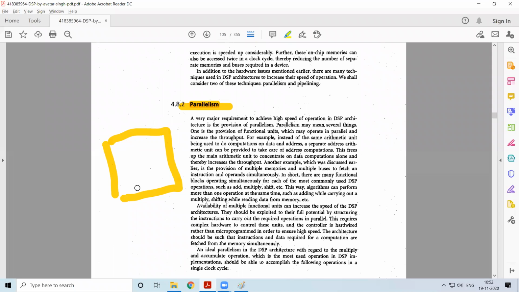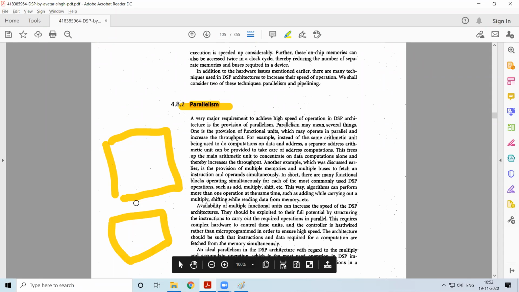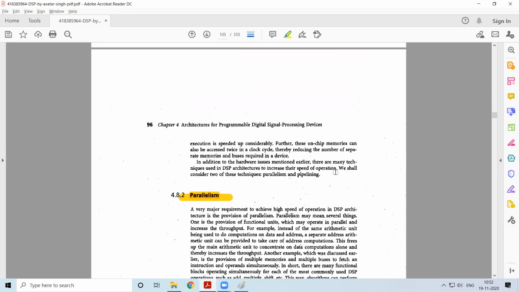Now imagine the MAC unit has its own ALU, one specific ALU which performs only operations with respect to the data, and there is another arithmetic unit dedicated only to calculation of the addresses of the operands. In such cases, the execution speed can be improved.